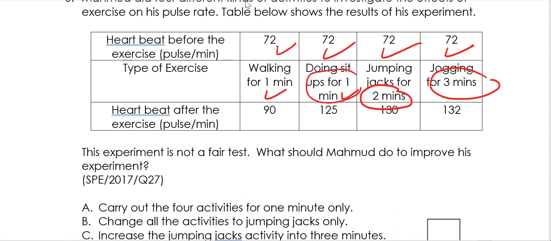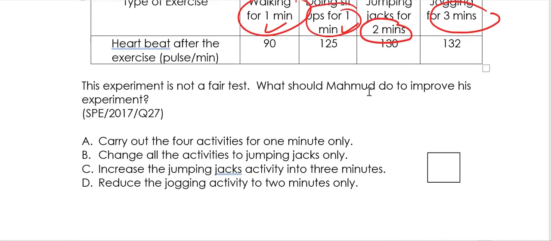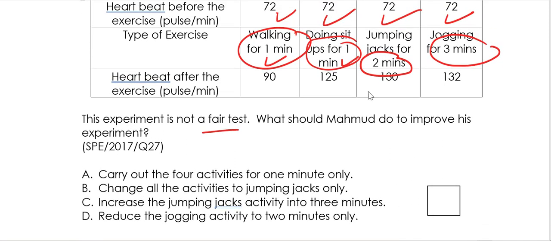But as you can see, there's something that is not equal in this experiment, and that is actually the time. So this is not fair, because how can you test for everything if the duration is different? So carrying out all the 4 activities in 1 minute only should be the best one.